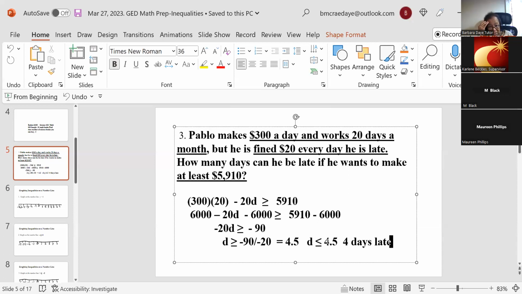So he doesn't want to make less than 5,910 for the month, I mean the 20 days. He set a goal to make at least $5,910 for those 20 days a month, right? So he says, if I want to make my goal, I can't be late more than 4 days, because then I get deductions and I'll be under my 5,910.